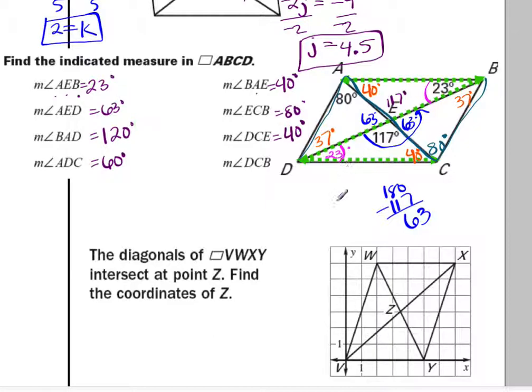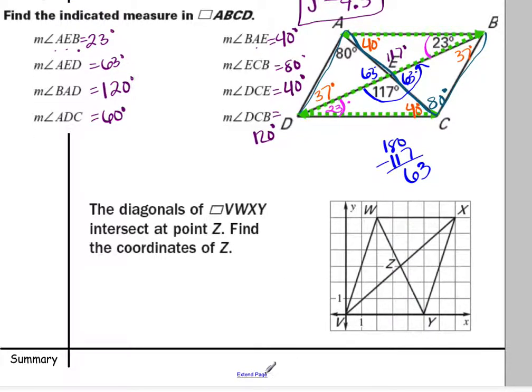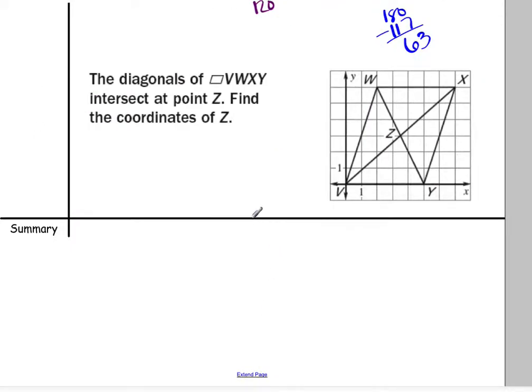Adding the 37 and the 23. And then the last one, D, C, B. D to C to B, you have to add the 40 and the 80 together. That's 120 degrees. All right, here's the last problem in this section of notes. So just 2 videos for this section.